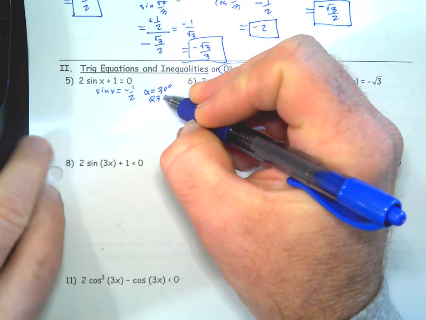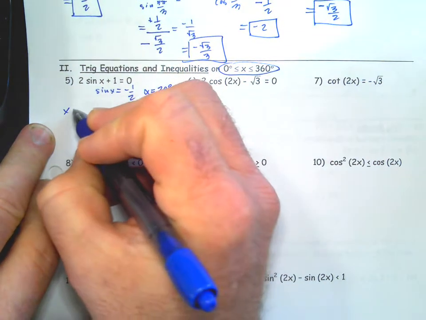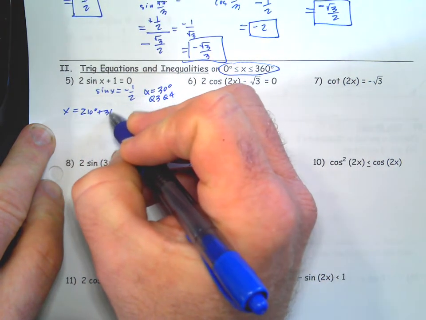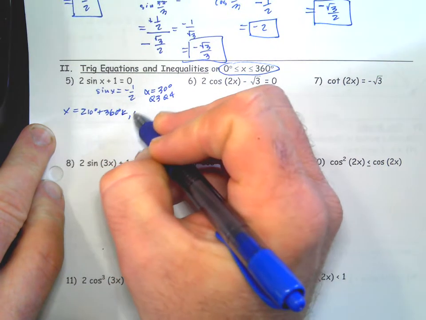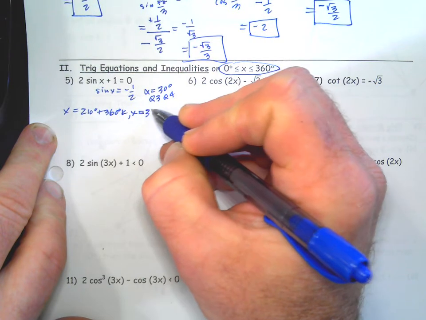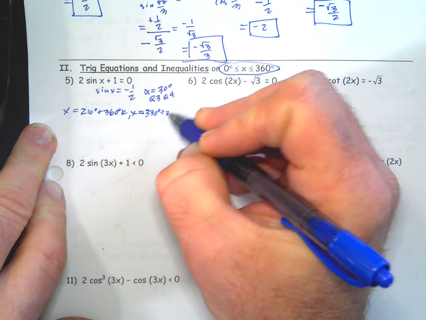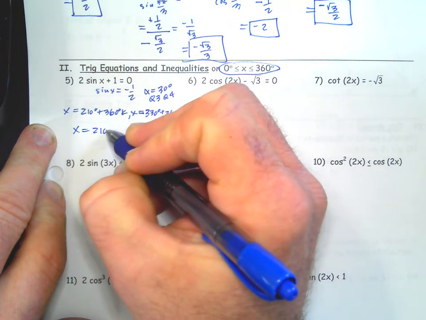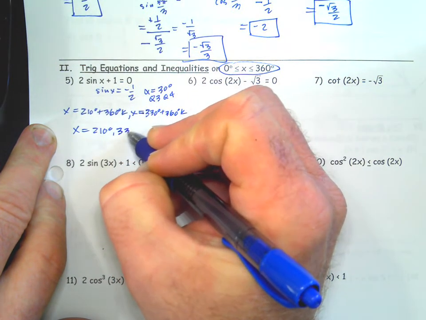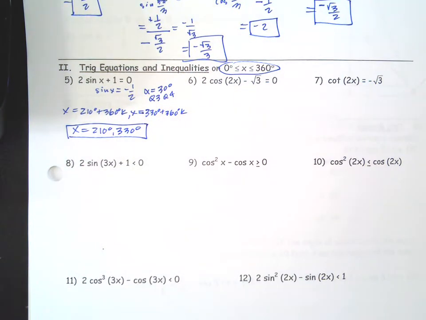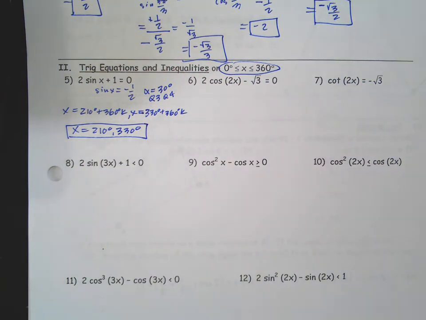When is it negative? Quadrant 3, quadrant 4. So x equals, quadrant 3 being 180 plus alpha, 210 plus 360k. And then x equals, quadrant 4 is going to be 360 minus alpha, 330 plus 360k. And then we just want the answers from 0 to 360. So 210 and 330. But this is the way I would show the work. I treat every trig problem the same, so I'm just ready to go for any of them.